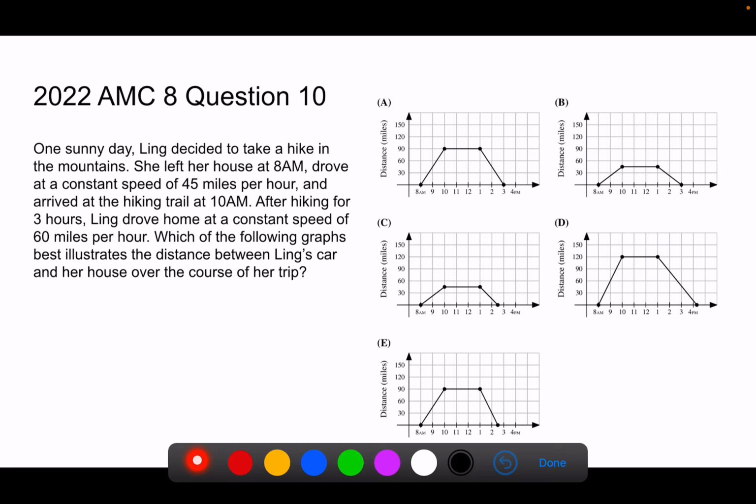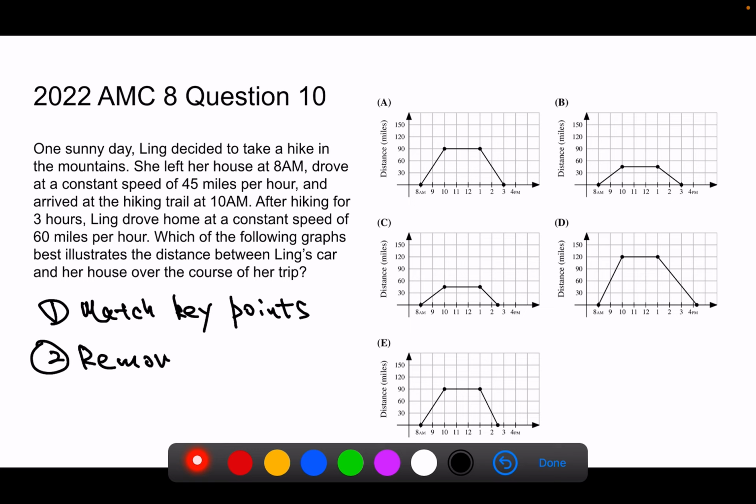So 2 things I want to make sure you keep in your mind. The first one is match key points. Match some key points to make it easy for you to remember or to determine which one is right. And then remove incorrect options along the way to reduce distractions.